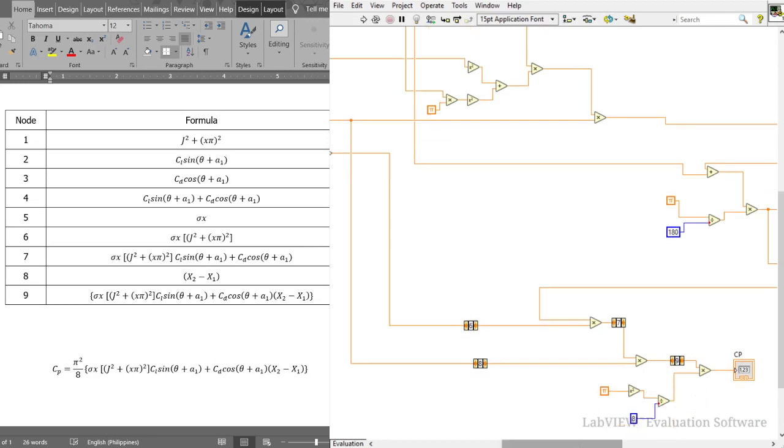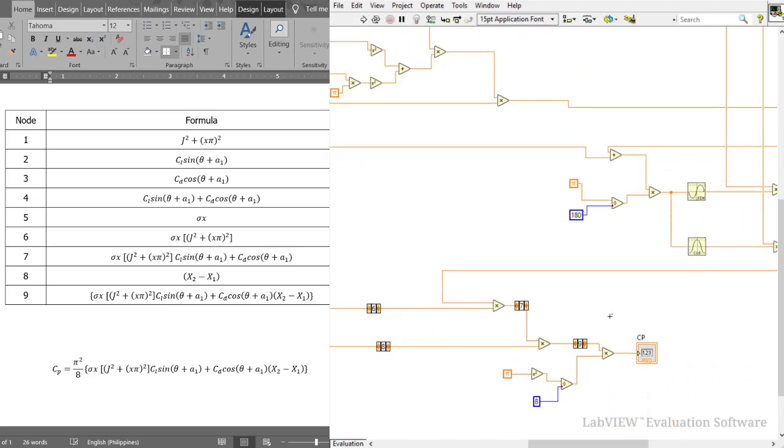So node 9 is multiplied by pi squared over 8, and the product is your CP, which is the coefficient of power. So this is node 9, and pi squared over 8 is this one. Multiplying both parts gets you the coefficient of power.